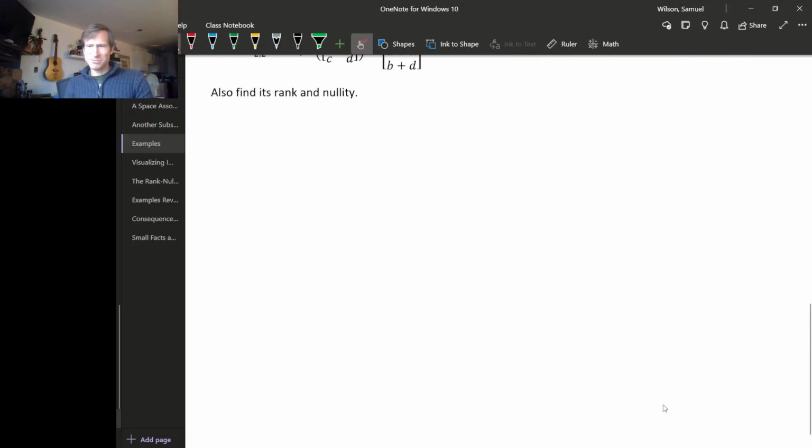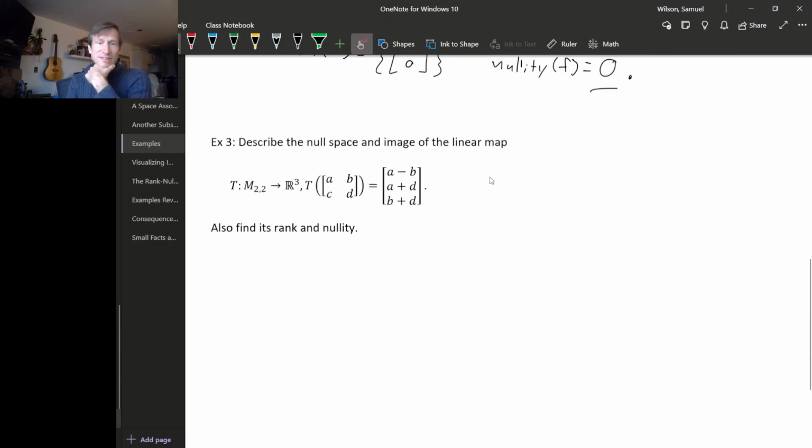Last example, I think this was the last example, the null space and image of this map. So this one is going from a matrix space to a Euclidean space, so from M22 to R3. For the image, again, to describe the image, we need to express all outputs as linear combinations of linearly independent vectors. Since our outputs live in a Euclidean space, we know how to do that. Just break this up, parameterize these outputs using vectors.